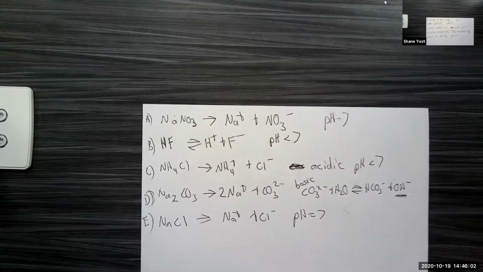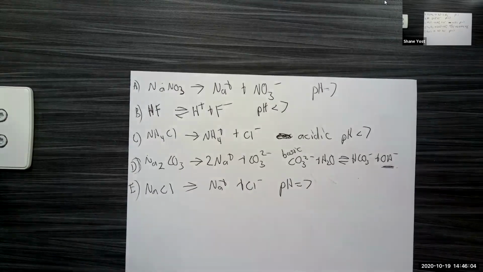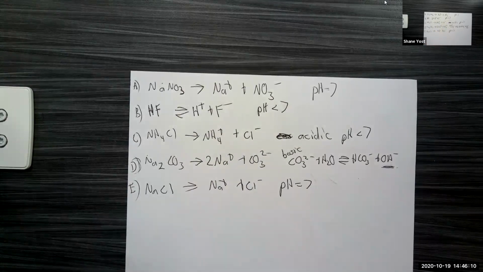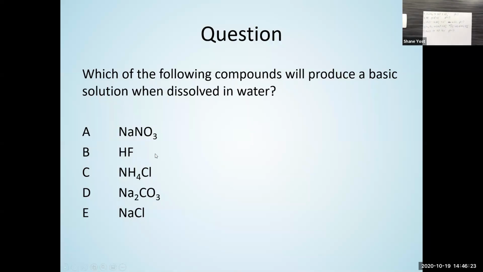But again, a lot of this is identifying what are your strong acids, strong bases, weak acids, and weak bases, so that you know which of these ions actually affect the pH of a solution. Questions about this example, this question?